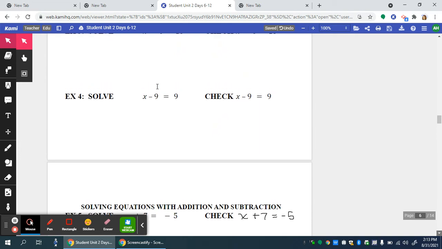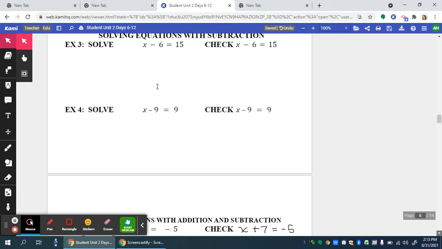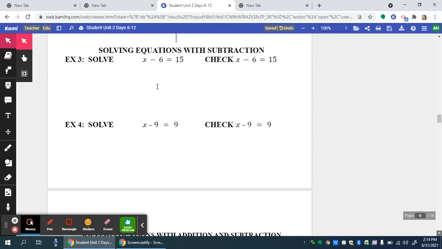Okay, solving equations with subtraction. Okay, let's do green this time. So now instead of a plus sign, we have a minus sign, but it's the same thing. Instead of the inverse operation being subtraction, now the inverse operation is addition. So we are adding 6 to both sides. Negative 6 plus 6 cancels out, so we have x equals 15 plus 6 is 21.